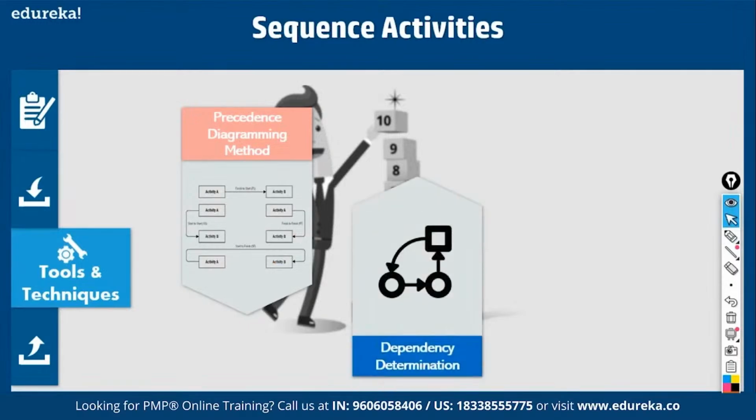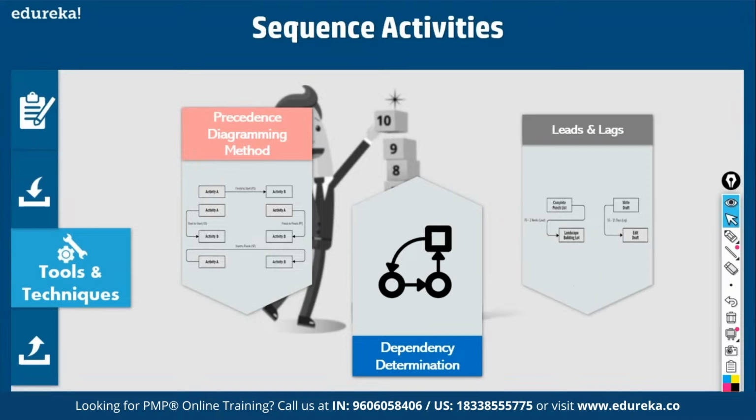Then dependency determination. That is what we saw now, right? Then leads and lags. See, this is a lead. What does it mean? Let's say this takes 10 days and this takes 10 days. It should normally be 10 plus 10, 20 days. But you are introducing a lead in the successor activity, let's say by 5 days. That will reduce the duration by 5 days. It becomes 15. So lead has the effect of reducing the duration. Lag refers to delay.